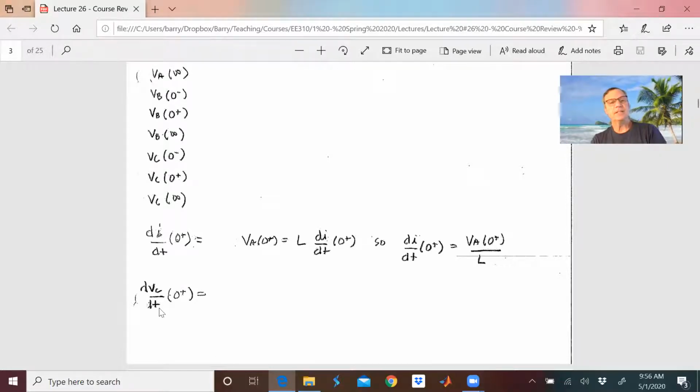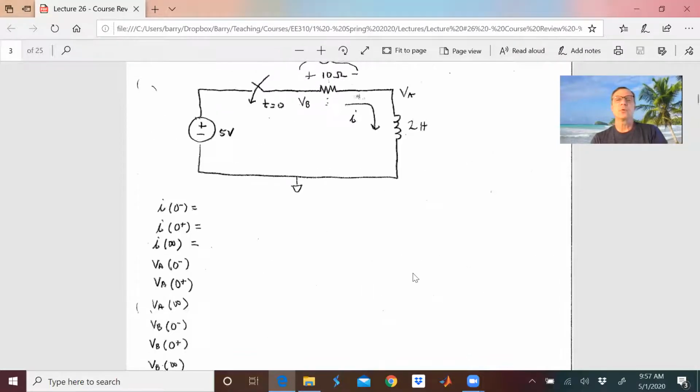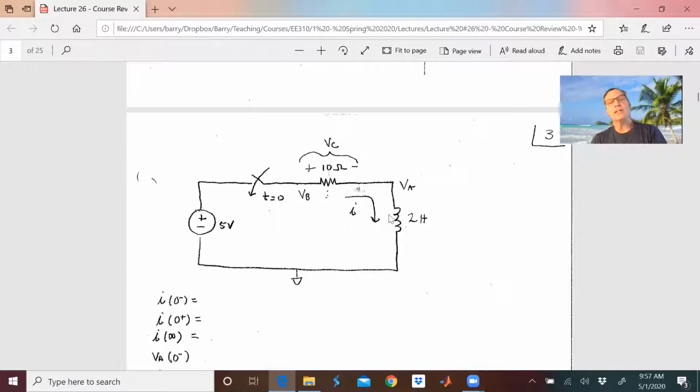Now let's get dVC dt, and this VC is really bugging me. I should have written R there because it's the voltage across the resistor. And what I'm going to do is say, well, I know di dt through here. That's also di dt through here. So we multiply I by R, and we get VC. So dVC dt is going to be di dt, which I think is 2.5 amps per second, times 10 ohms, is going to be 2.5 times 10, that's 25, right? 25 volts per second.